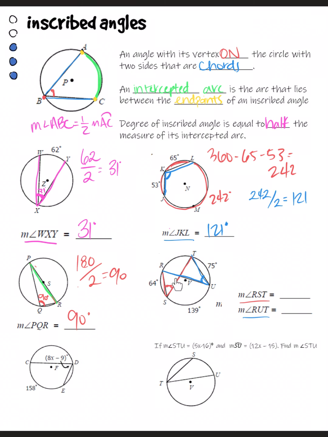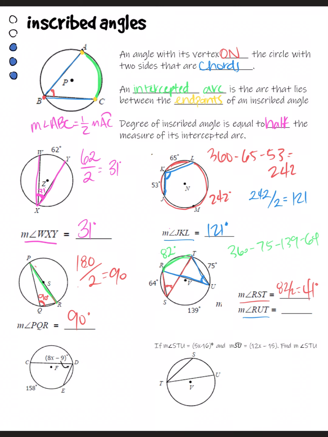Let's look at RST. So RT is our arc. We need to find the degrees there. Again, a little bit of math. 360 minus 75 minus 139 minus 64, and that gives me 82. So remember to find RST, we're going to say 82 divided by 2, and that is 41 degrees.